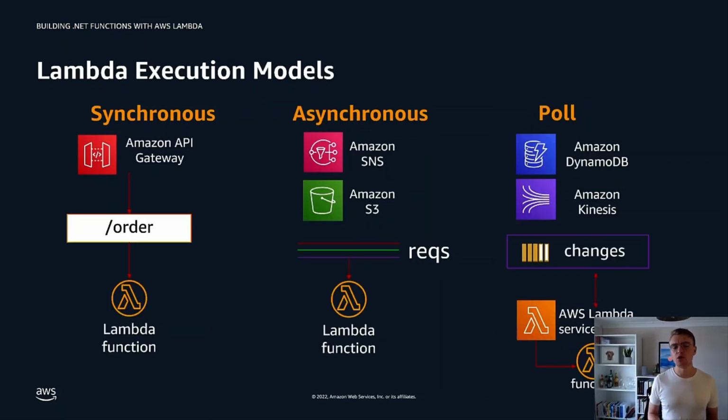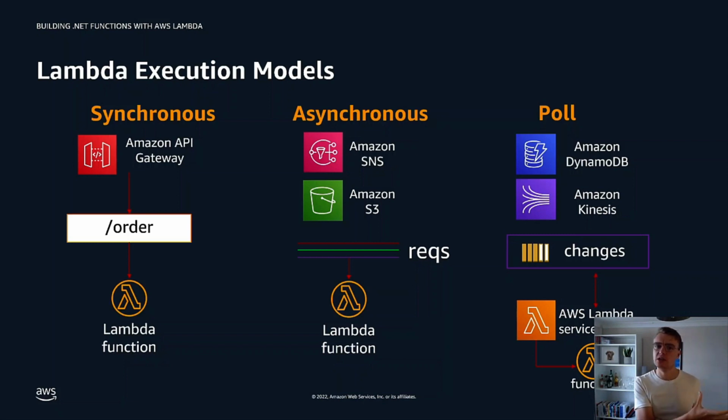So Lambda gets invoked in a few different ways, and there's 3 different ways that a Lambda function can be started. The first is a synchronous invoke. A synchronous invoke is how it works with things like API Gateway. API Gateway will pass the HTTP request to Lambda as a payload, and the API Gateway will then wait for the Lambda function to do its work.